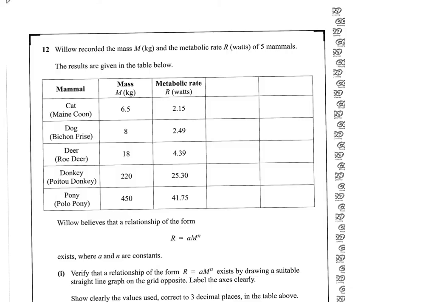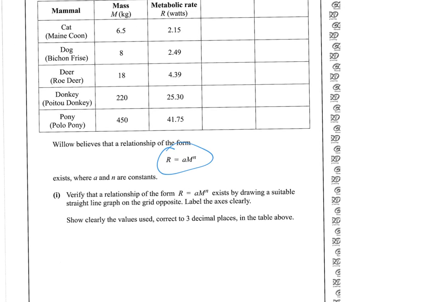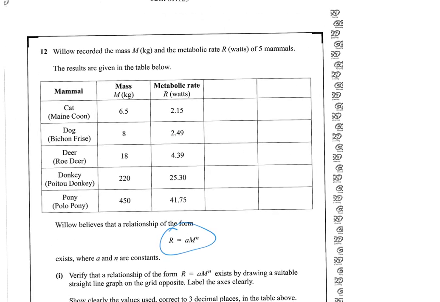So you've got all these masses, and it says Willow believes that a relationship in the form r is equal to a times m to the power of n exists, where a and n are constants. Verify that a relationship of the form r is equal to am to the power of n exists by drawing a suitable straight line on the grid opposite and label the axes clearly. And it says show clearly the values used, corrected to 3 decimal places, in the table above. So just have a look ahead. We've got a wee graph for us to draw, but we have to do our values first of all.